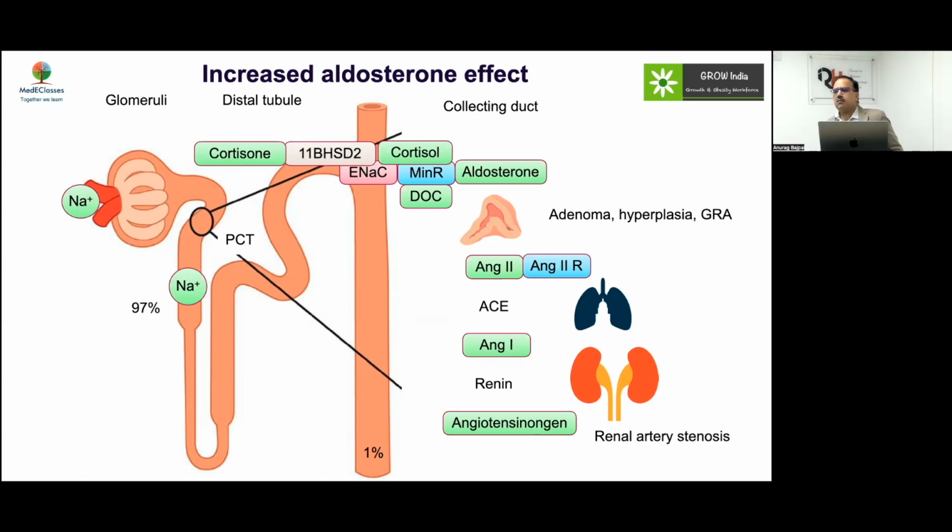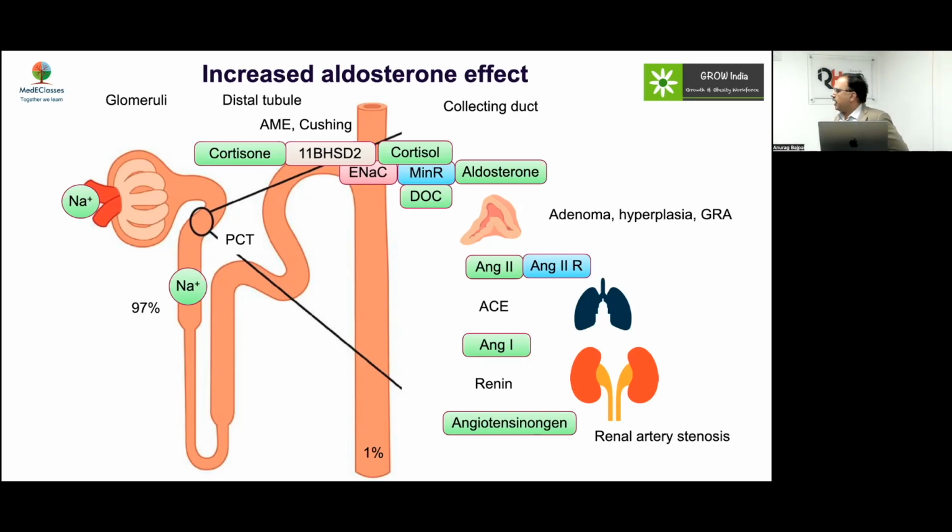We can, of course, have a problem in 11 beta HSD2, which basically shields the mineralocorticoid responsive tissue from the impact of cortisol. So if there is an 11 beta HSD deficiency, like apparent mineralocorticoid excess, you can have such a scenario. Similarly, of course, in Cushing's, you have so much cortisol, particularly if it's an ectopic form. In those scenarios, you may have hypertension and hypokalemic alkalosis. So that is actually an apparent mineralocorticoid excess scenario.